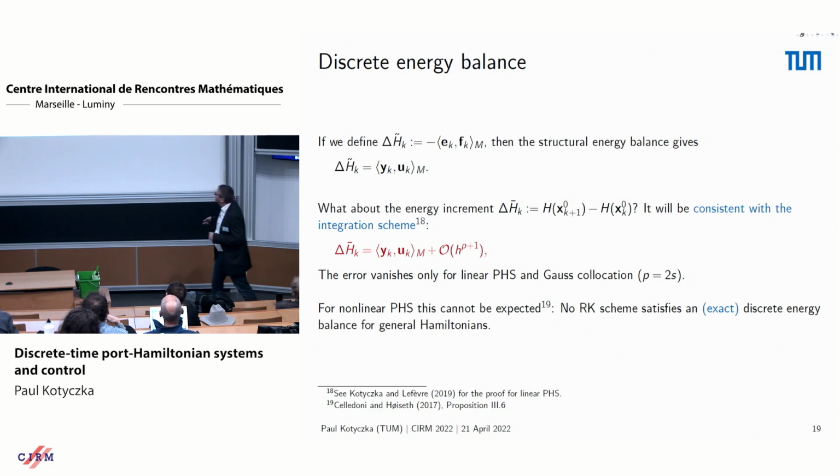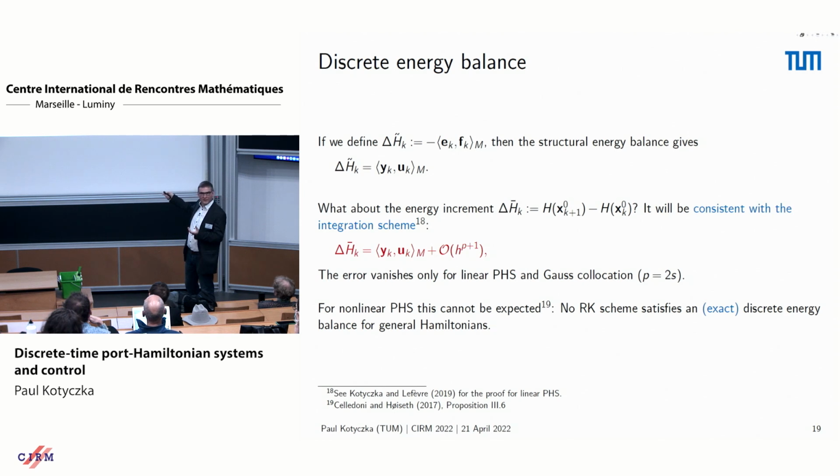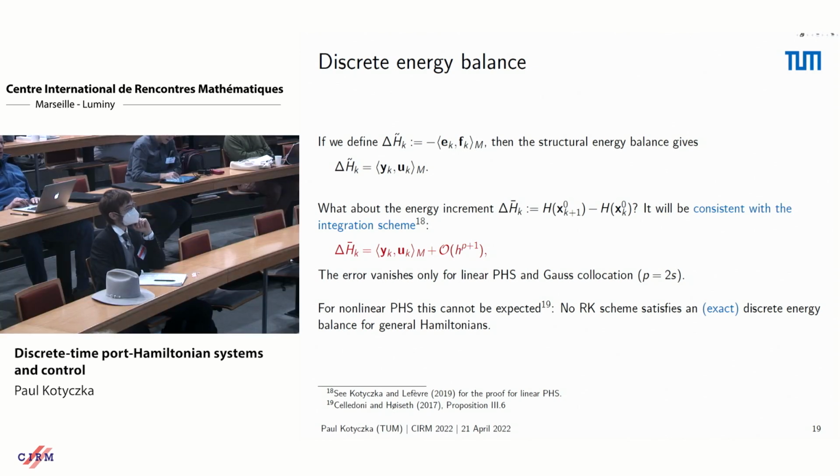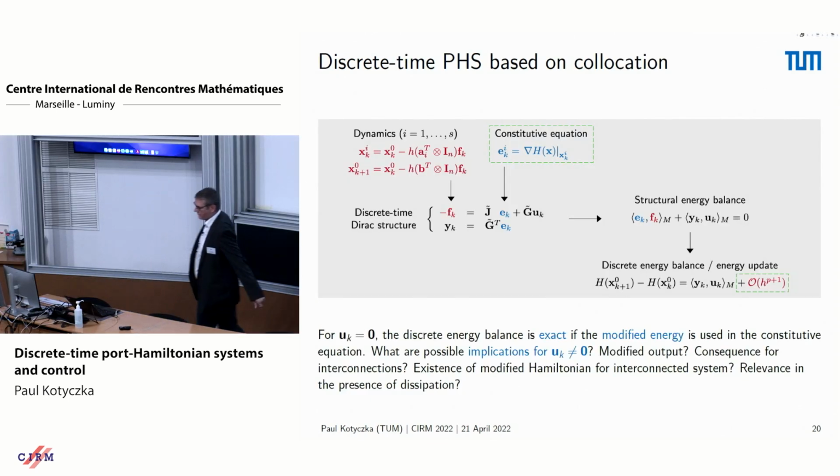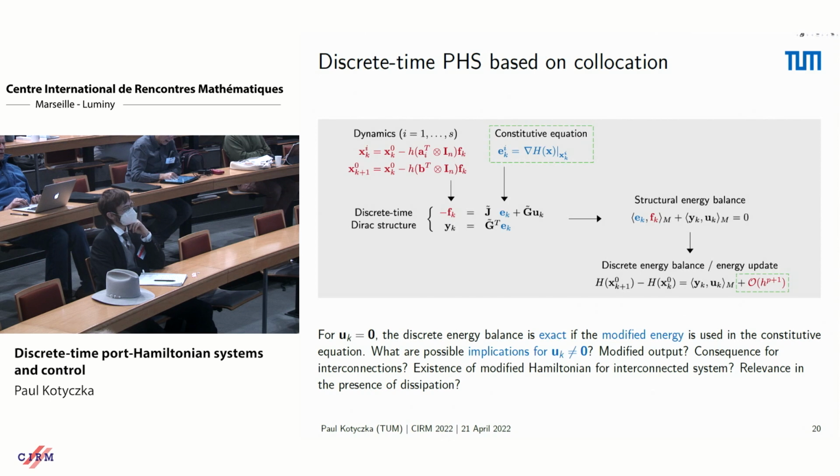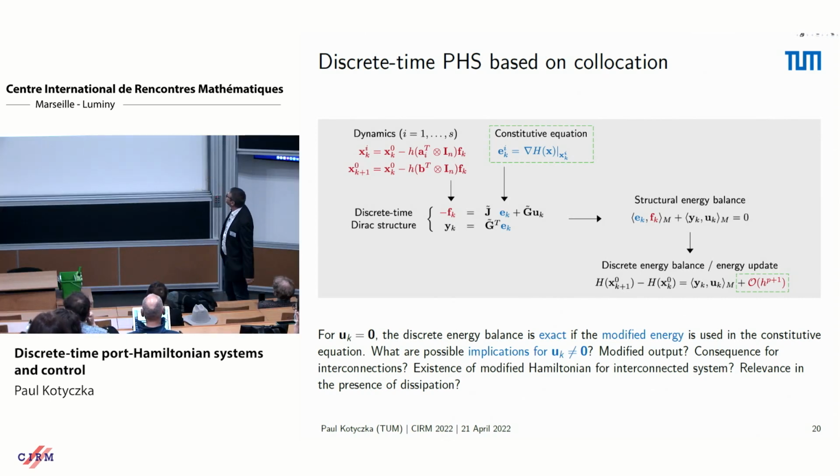And here again, I remind you, when we're using symplectic integration, this is also nothing which we can expect in a general case, because we would expect that if u equals 0, we would have here delta h bar modified equals 0. Well, and this brings us to what we have defined as a discrete time port-Hamiltonian system based on symplectic integration, where we have a discrete time Dirac structure, we have a discrete time dynamics, we have a structural energy balance which can be derived therefrom, but we have a generally inexact, though consistent with the scheme, discrete energy balance.